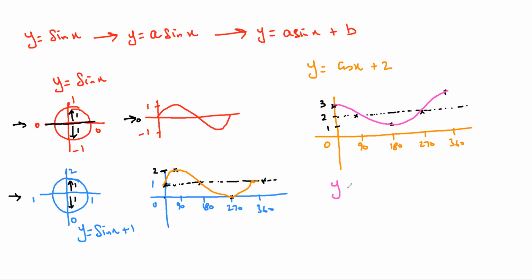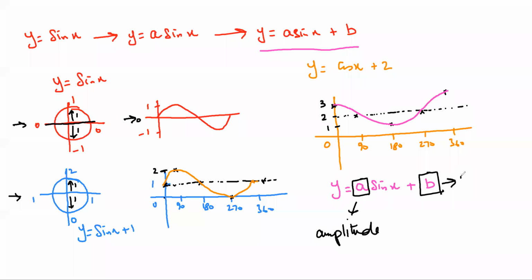Now I'm going to combine both of these. I'm going to tell you about this now. If it is y is equal to a sine x plus b, then this a is the amplitude, okay? And this b is going to be the axis of the curve. This is the axis of the curve, okay? Now, suppose we have to draw y equal to 2.